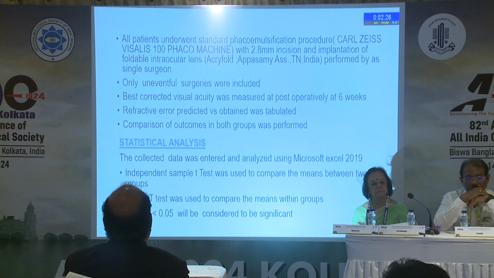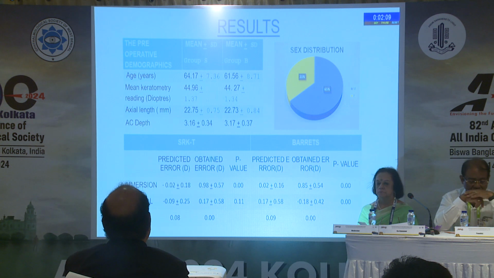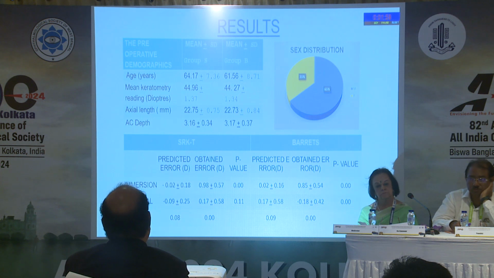Statistical analysis: the collected data was entered and analyzed using Microsoft Excel 2019. Independent sample t-test was used to compare the means between two groups, and paired t-test was used to compare the means within the group, and a p-value less than 0.05 will be considered significant. In results, there is no significant difference in predicted error in both the groups, and there is a significant difference in the obtained error in both the groups and within the groups.